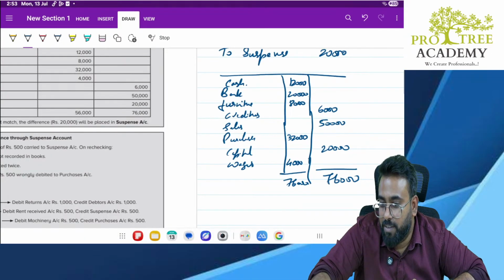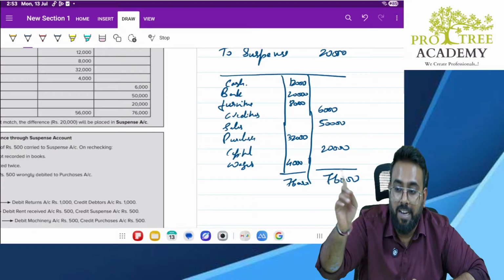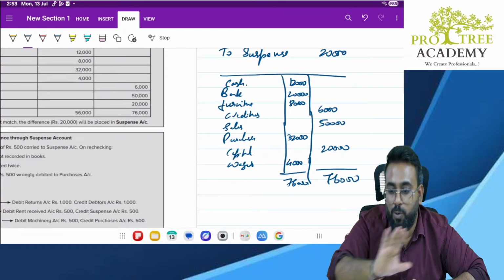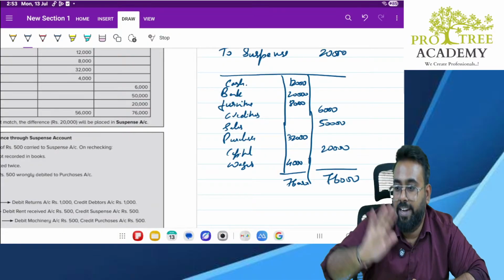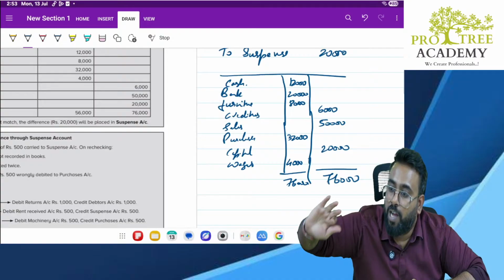Now what is the mistake? Bank account debited is correct or wrong? Correct. What mistake? To sales. It should have been to capital. Correct? So now you want capital, but you don't want sales. What do you want to kick out? Sales you want to send out. Capital you want to bring in. Correct? So what you want to send out, you will always do the opposite of that.